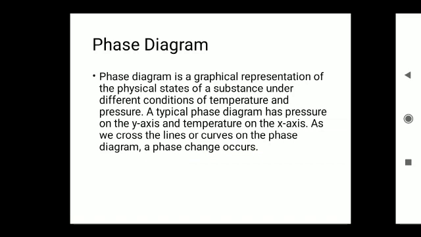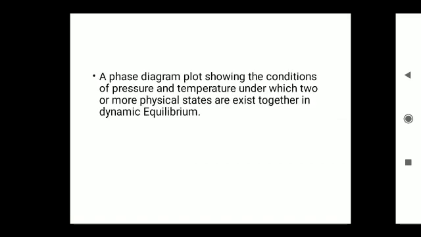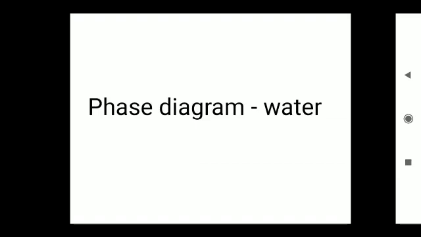A phase diagram contains pressure on the x-axis and temperature on the y-axis. The lines or curves on the phase diagram indicate where phase changes occur. A phase diagram plots the conditions of pressure and temperature at which two or more physical states exist together at dynamic equilibrium.